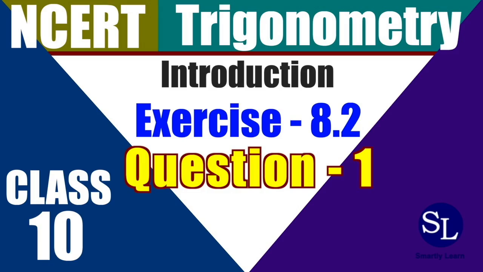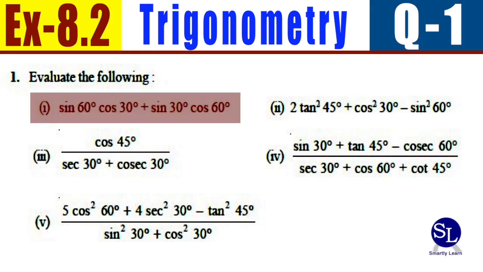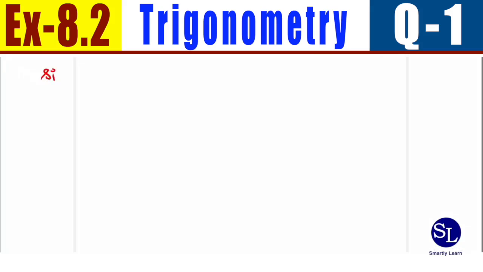In this video, let's see how to solve the first question in exercise 8.2. Evaluate the following. There are 5 subdivisions. Let's take up the first expression: sin 60 cos 30 plus sin 30 cos 60. Let's note down the expression. It is sin 60 cos 30 degrees plus sin 30 degrees cos 60 degrees. So we are going to evaluate this particular expression.